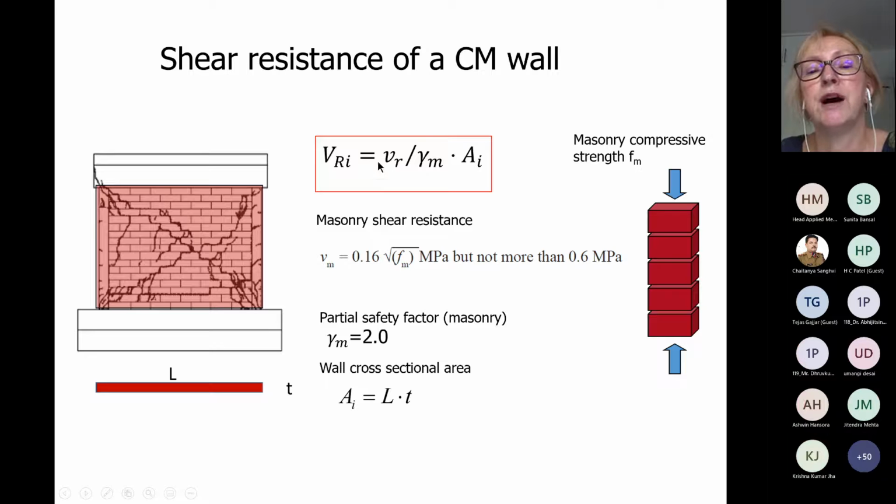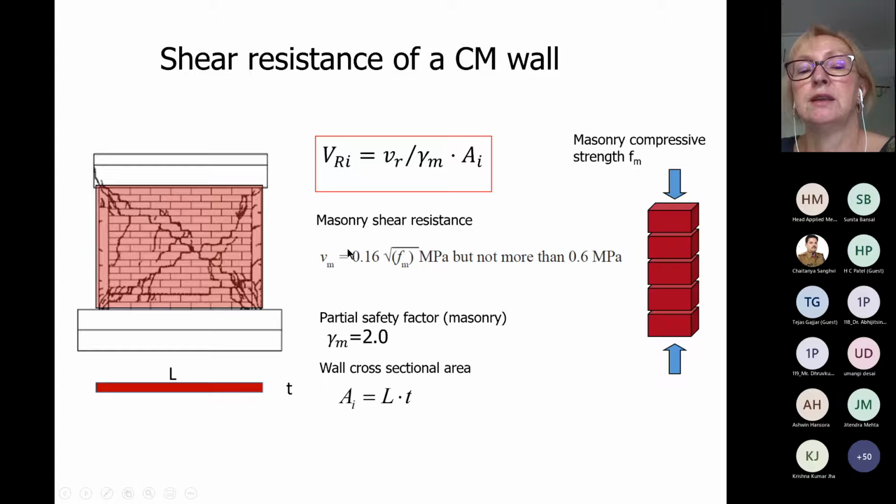And then it is divided by gamma M to get the allowable, the reduced value of stress. So in this case, we will need to divide it by 2 in order to get this value. So masonry shear resistance, or basic masonry shear strength, is equal to Vm, which is equal to 0.16 square root of F prime M, or Fm as it is mentioned in the code, but not more than 0.6 megapascals.